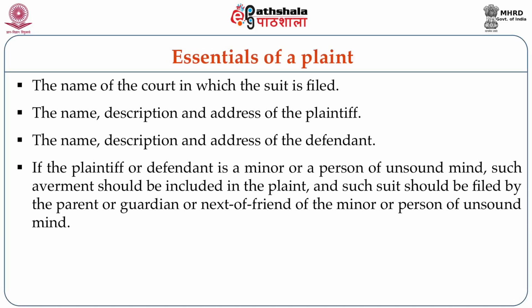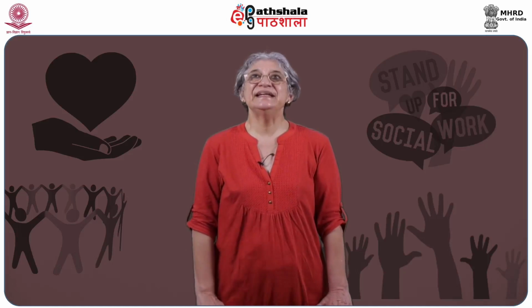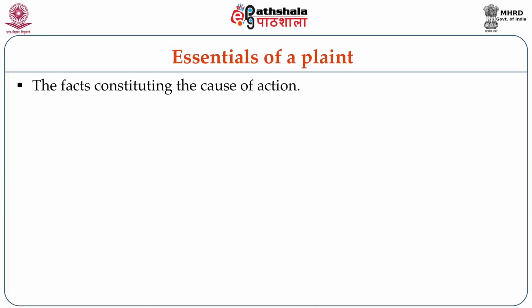If the plaintiff or the defendant is a minor or a person of unsound mind, such averment must be contained in the plaint, and a family member, relative or next friend should file the plaint on behalf of such minor or person of unsound mind. The plaint should in detail contain the facts constituting the cause of action.